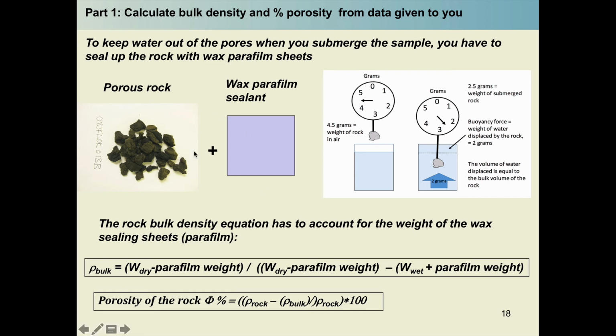So the way we do this in the lab is we take our porous rock sample, we take a sheet of moldable wax, like parafilm, like you would use in your chemistry lab to seal off containers of chemicals. That parafilm, you can stretch it out and you can mold it around your rock and completely seal the outside edges so that when you submerge it in water for the wet submerged weight, you're just getting the weight of that rock with only air filling those vesicles.